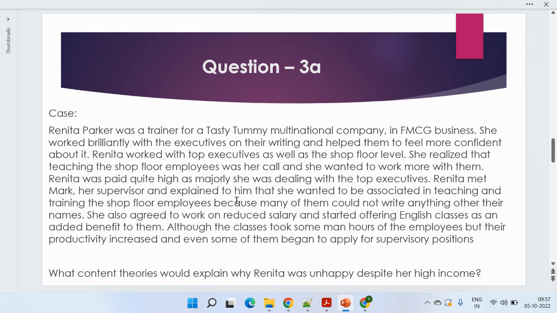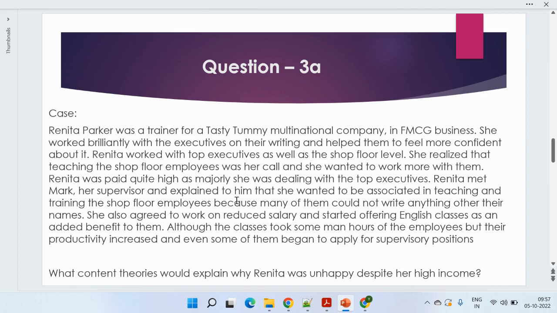She was paid quite well, and majorly she was dealing with the top executives. Renita met Marker, who was her supervisor, and explained to him that she wanted to be associated with teaching and training the shop floor employees because many of them could not write anything other than their names. She also agreed to work on a reduced salary and started offering English classes as an added benefit to them. Although the classes took some extra man hours of the employees, their productivity increased, and even some of them began to apply for supervisory positions.